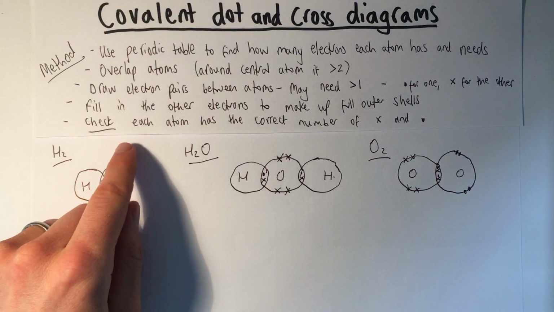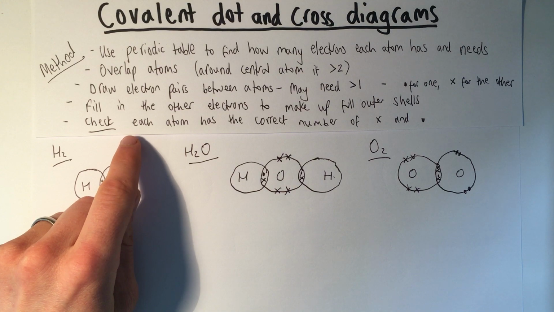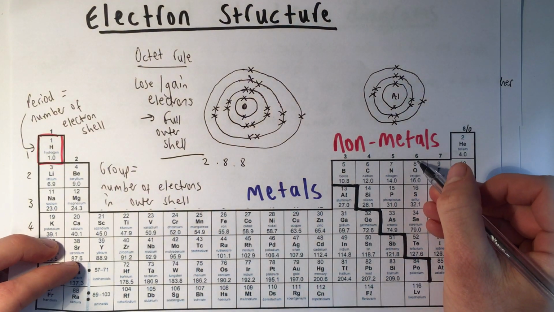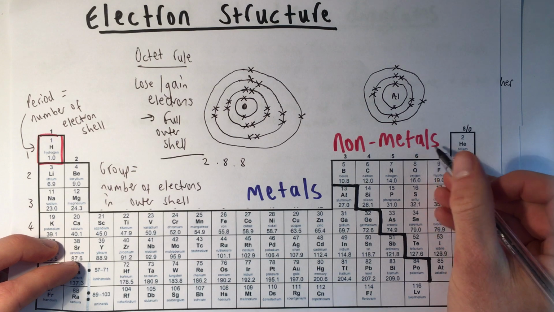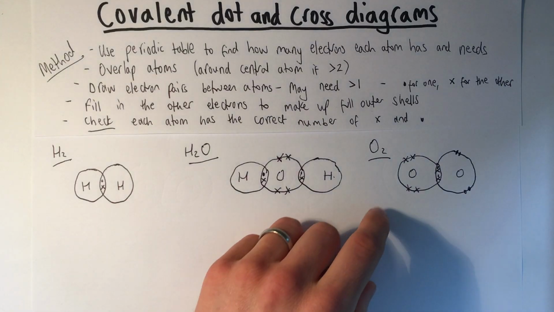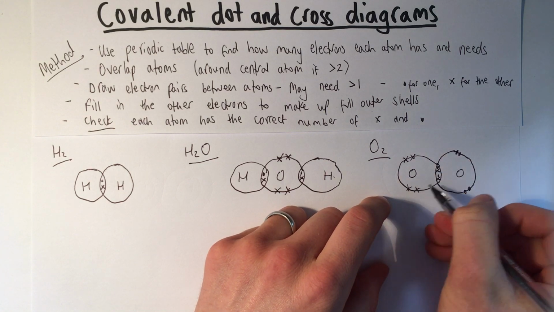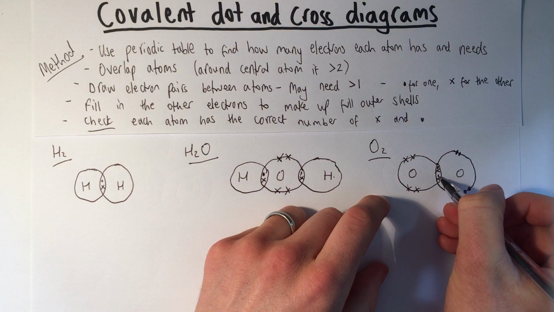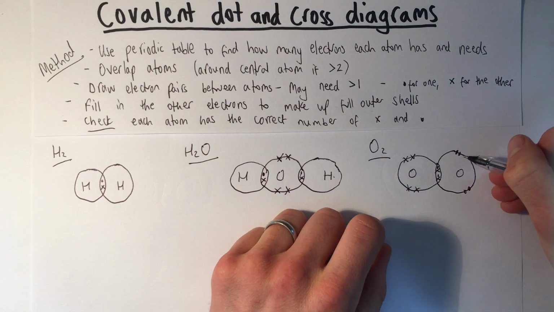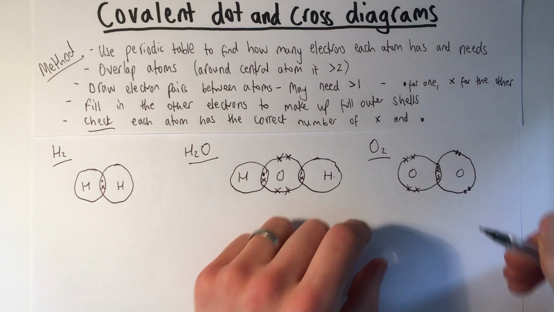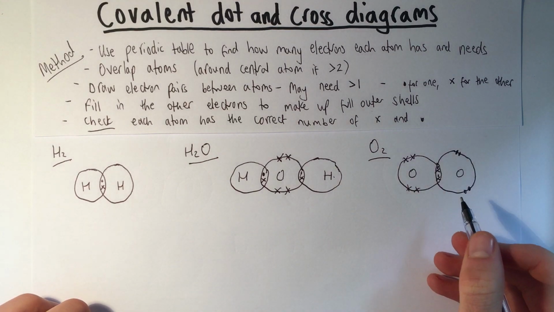Last one, check each atom's got the correct number of crosses and dots. It's in group 6, so each atom should have brought 6 of its own electrons and received 2 others. So this one should have 6 crosses and receive 2 dots. 1, 2, 3, 4, 5, 6 crosses, yeah, and it's received 2 dots, so that's good. This one should have brought 6 dots and received 2 crosses, which it has. So that's all done.